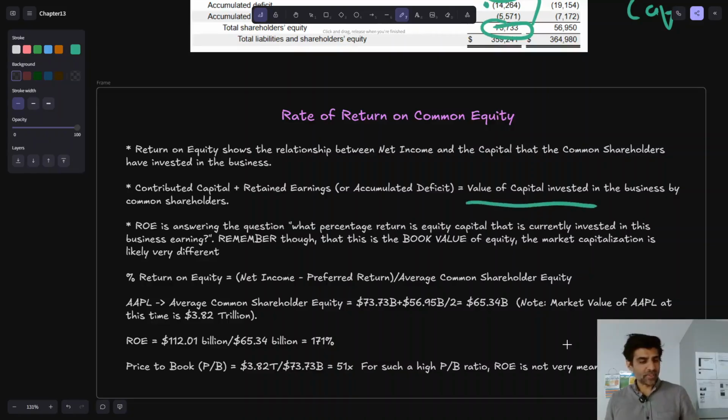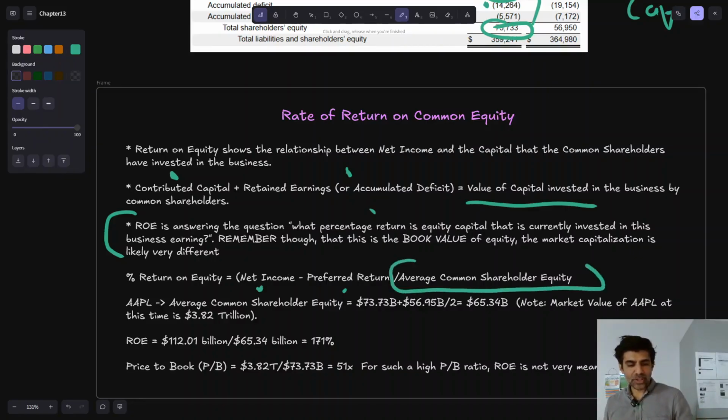Again, the value of capital invested is the contributed capital and the retained earnings. And the return on equity is answering what percent return the equity capital is earning. So the formula is net income, which is kind of the total pool available, minus any amount paid to the preferred shareholders. That will give you how much the common shareholder is entitled to. And then you divide that by average common shareholder equity, which is the book value of equity.